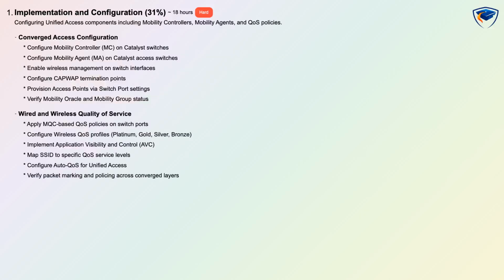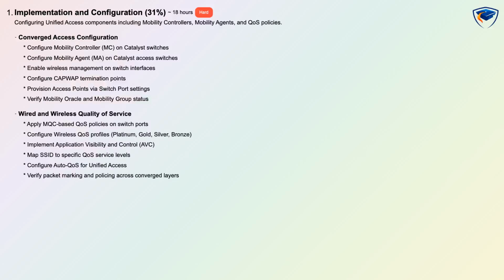Implementation and configuration carries 31% of the exam, is rated hard, and has an estimated learning time of 18 hours with hands-on plus conceptual assessment. You will learn to configure unified access components including mobility controller and mobility agent roles on Catalyst switches, enable wireless management on switch interfaces, and provision access points via switch port settings.